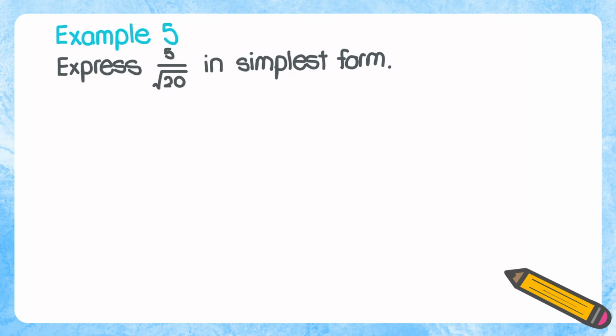Let's look at one last example together. For example 5, we're going to express 5 over the square root of 20 in simplest form by rationalizing the denominator. So I have 5 over the square root of 20, and this time I'm going to use the shortcut. So I have 5 times the square root of 20 over the radicand, which is just 20.